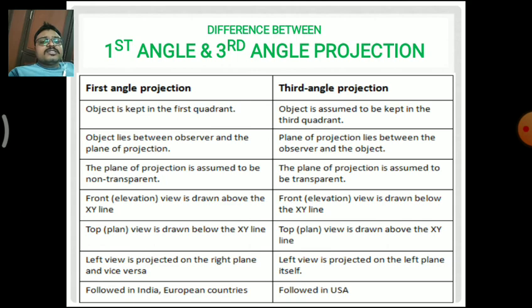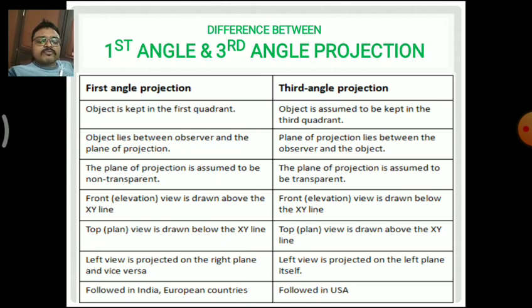Next, in the first angle projection, the front view is drawn above the XY line, which is the reference line, but in the third angle projection, the front view is drawn below the XY line. Next, the top view is drawn below the XY line in the first angle projection, and in the third angle projection, the top view is drawn above the XY line. So these are the basic differences.